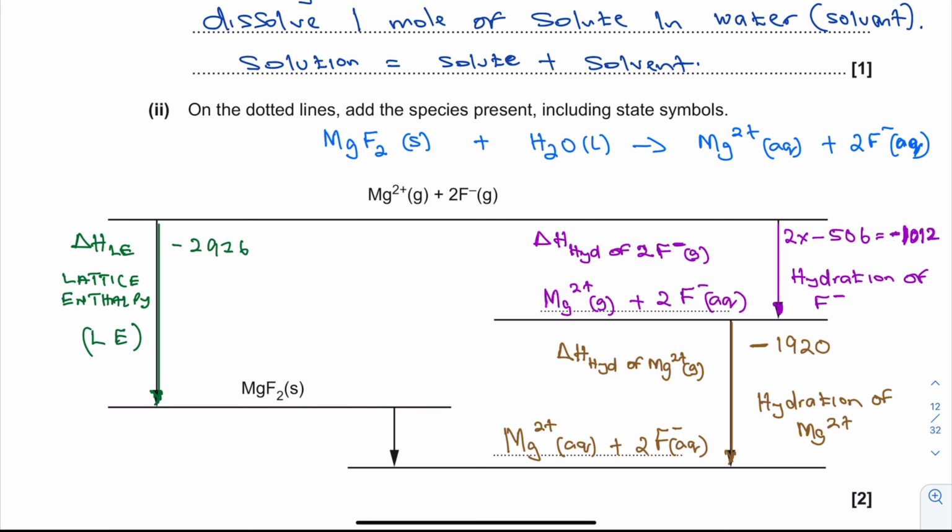So it's going from the gaseous state to aqueous. So this is aqueous, and that's why you get Mg2+ aqueous. We got the fluoride aqueous here coming from the gaseous, so that's the hydration. So when they get hydrated, they become aqueous. Now we need to find the enthalpy of solution here. So that's enthalpy of solution.